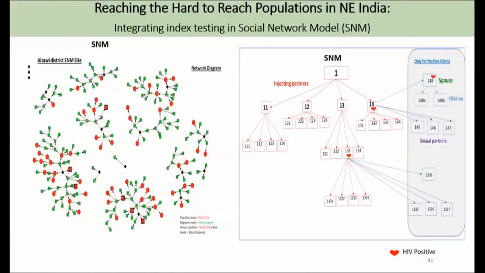So these are some examples from Northeast and from AP, where we got very good yield from the social network model, and we tried blending social network with index testing. Once a person was identified positive through the social network model, index testing was carried out for them to identify their sexual partners, their children and their spouses, and we got very good results. You can see these red ones are the still active chains of communication for offering further SNM. So there are a lot of positives identified from this network.